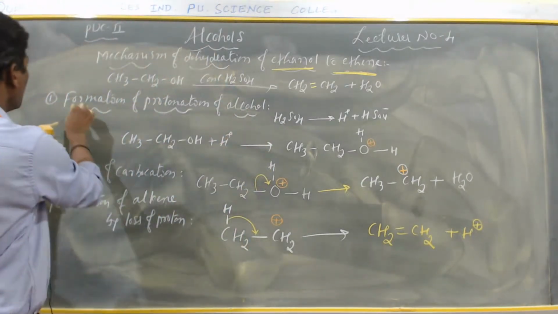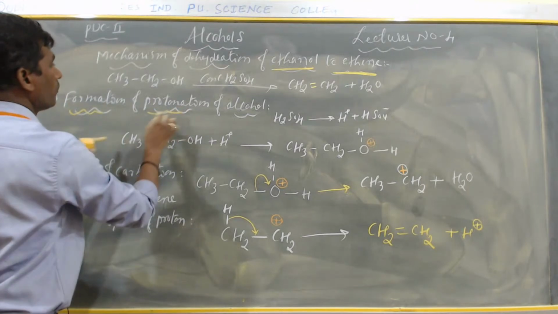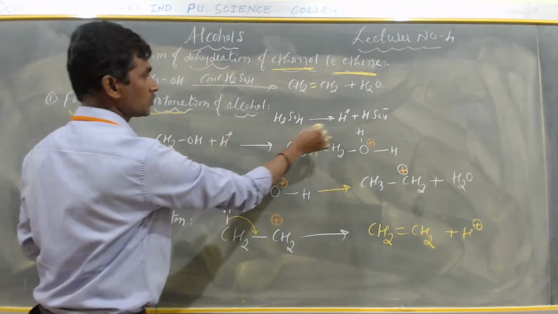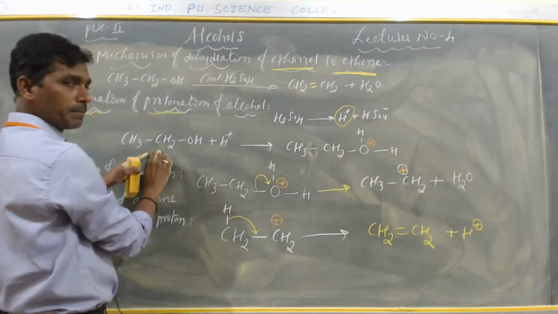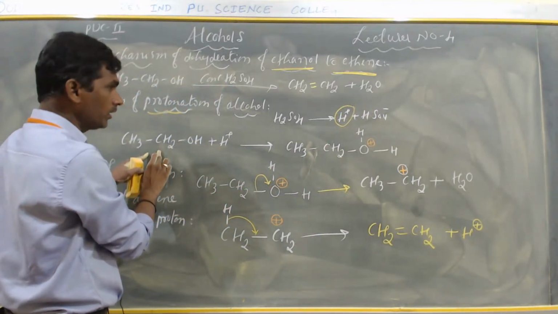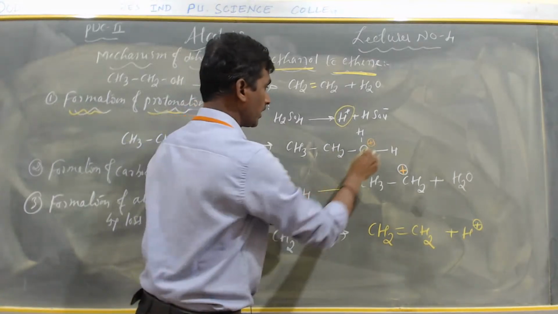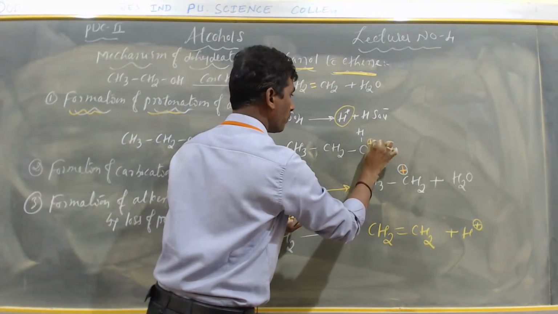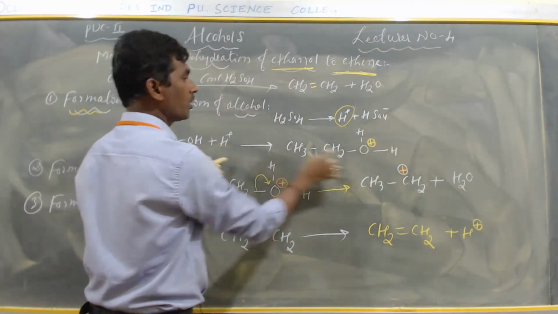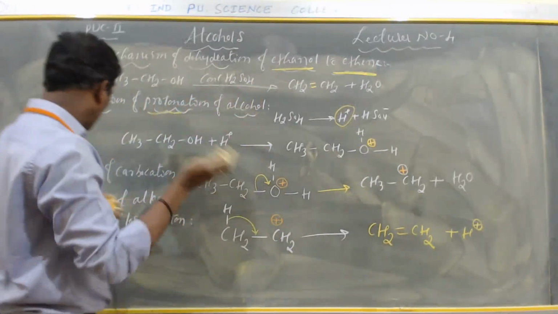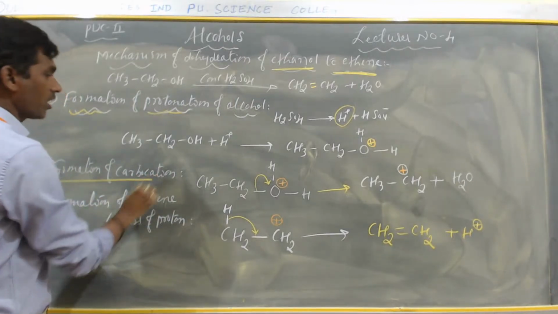The first step is protonation of alcohol. This is H2SO4. It gives proton H+. This proton H+ combines with what? Alcohol. It gives protonated alcohol. Protonated alcohol means positively charged oxygen. This is first alcohol plus proton. It is protonated alcohol.